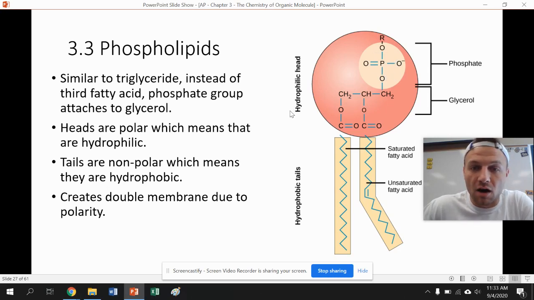Phospholipid heads are hydrophilic. Hydrophilic things like water, they pull on water. Hydrophobic, again, we have these tails here that are fatty acids. They're going to push away from water.